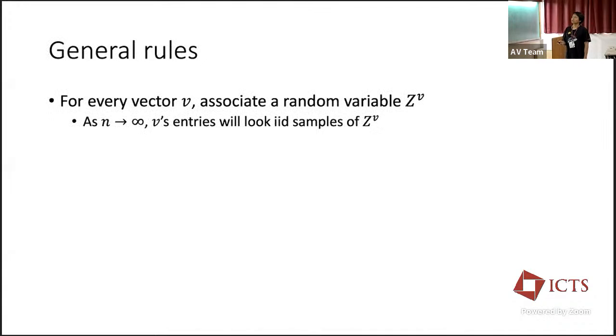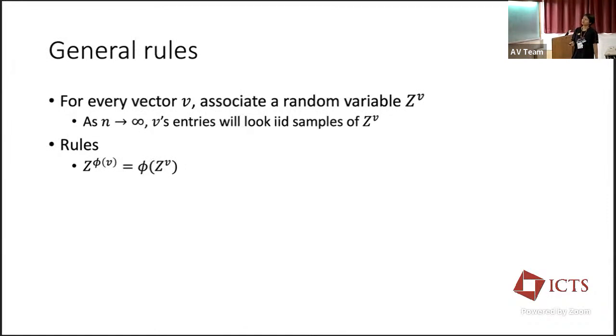Okay, so let me just quickly go over the most general formulation. I think we already got the flavor of things, so I'm not going to belabor the point too much. But essentially the form you're going to get at the end is that for every vector, you can associate a random variable, ZV, such that as n goes to infinity, V's entries will look like IID samples of ZV. And then for the rules of tensor programs, which are coordinatewise nonlinearity and matrix multiplication, you can track how these random variables ZV will evolve.